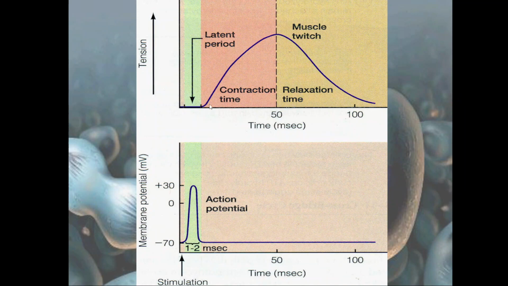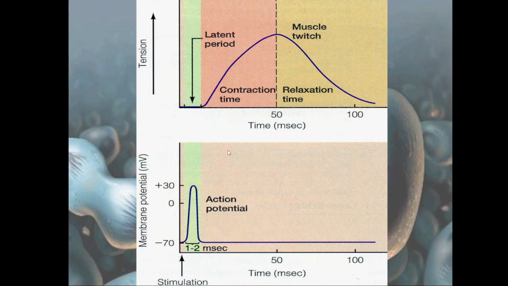The first period of a single twitch is called the latent period, the period in between stimulation and beginning of contraction, which lasts 0.01 second. Then the next phase, this ascending curve, shows us the contraction phase, 0.05 seconds, which is followed by a relaxation phase, 0.05 seconds.